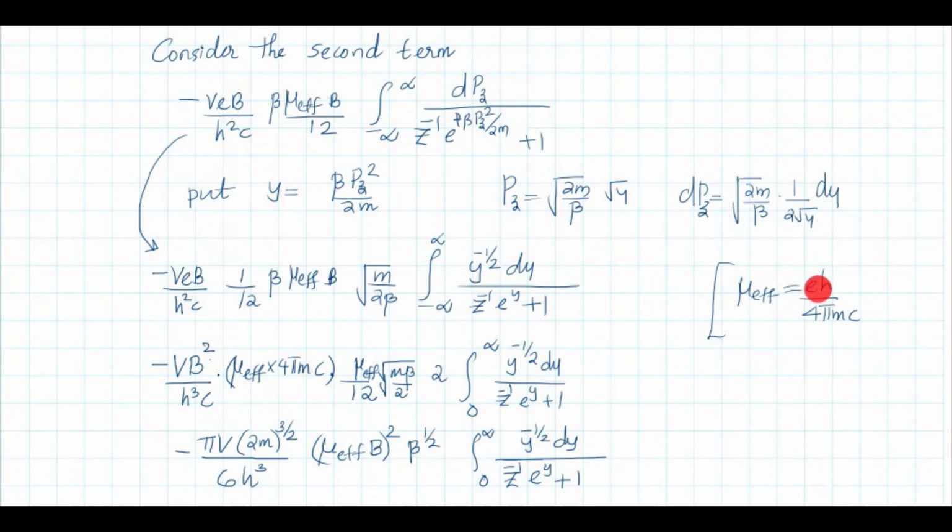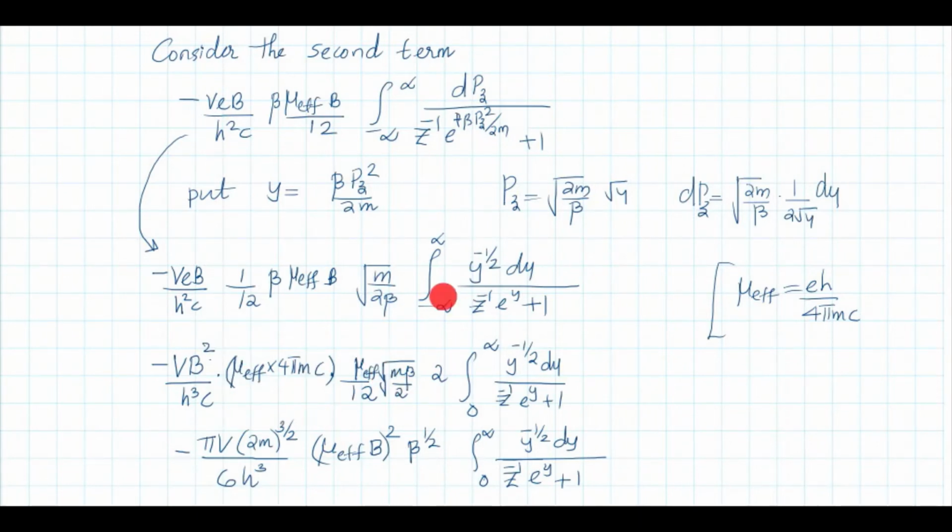But mu effective is e h by 4 pi mc. So e h equal to mu effective into 4 pi mc. So you multiply here with an h and divide with an h. Then this h square becomes h cube, and the numerator e h you can replace with mu effective into 4 pi mc. Remaining is mu effective by 12. This beta and this root beta in the denominator becomes root beta in the numerator. So that will make it square root of m beta by 2. Okay, this b and this b becomes b square. I think all terms are correct.